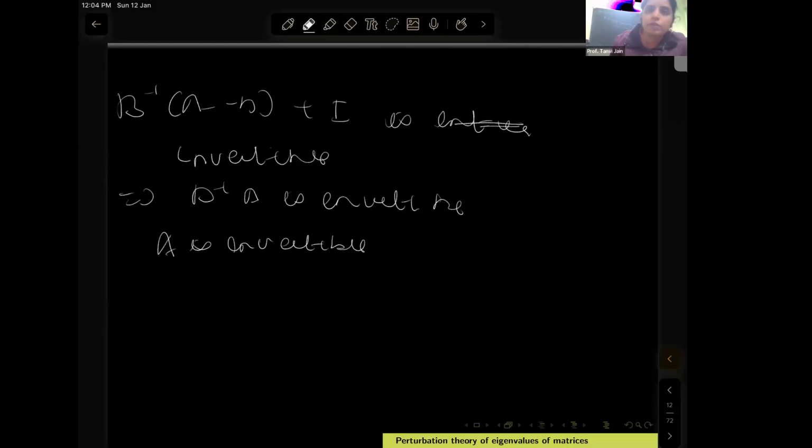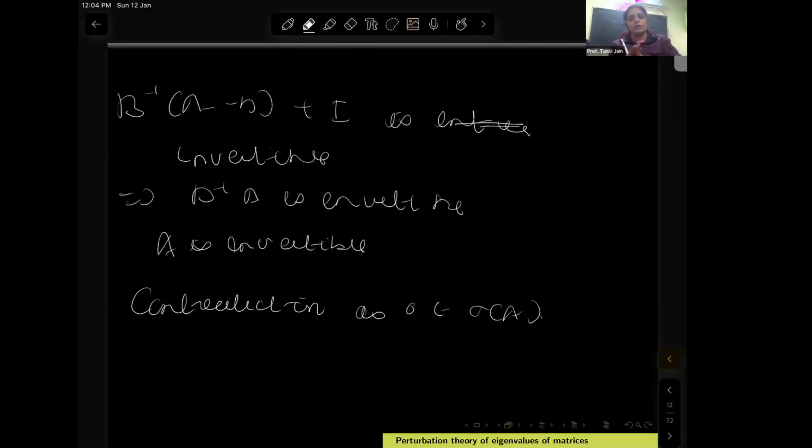Can A be invertible? Remember, we took that lambda equal to 0 belongs to sigma A. A matrix is invertible if and only if it does not have a 0 eigenvalue. But A has a 0 eigenvalue, therefore this is a contradiction, as 0 belongs to sigma A. And therefore I should have, now, my assumption that I started with.